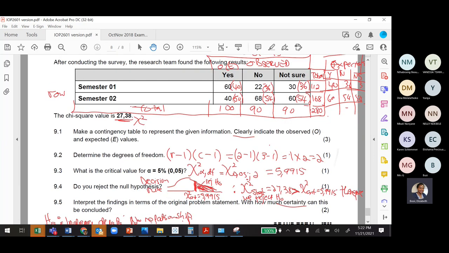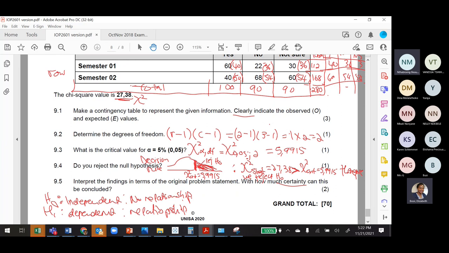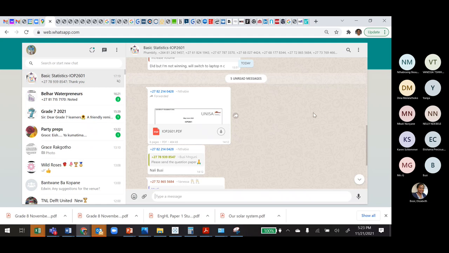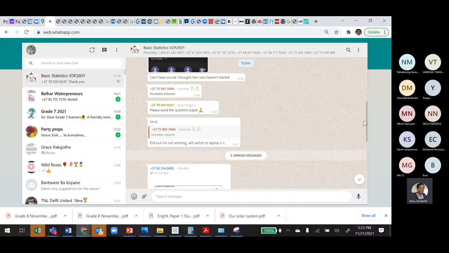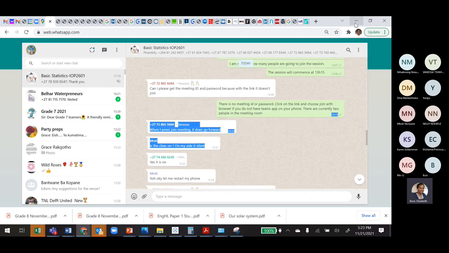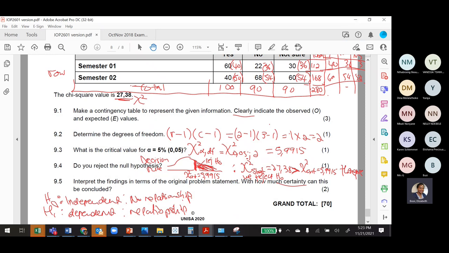So how do you conclude? Anyone, any takers for 2 marks? Anyone? Okay, if there is nobody, I think our brains are all tired.